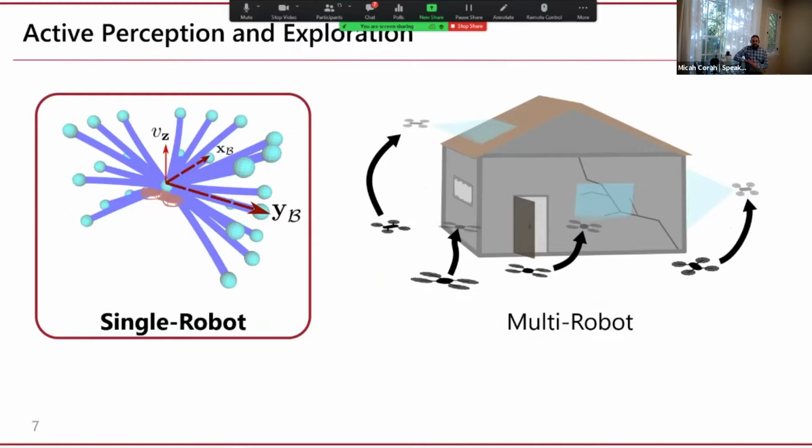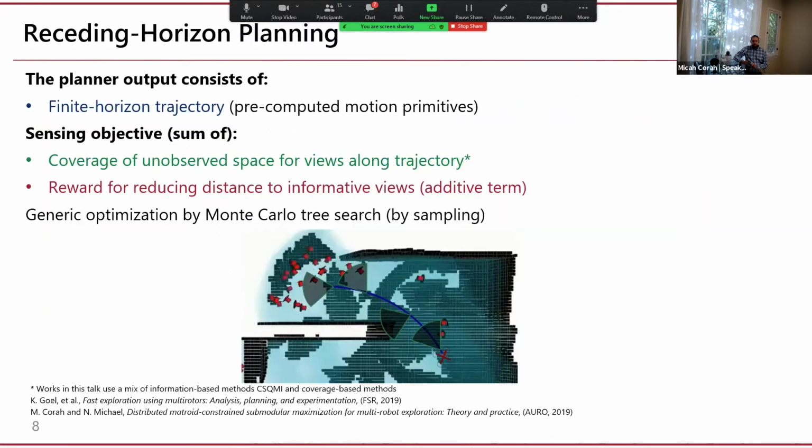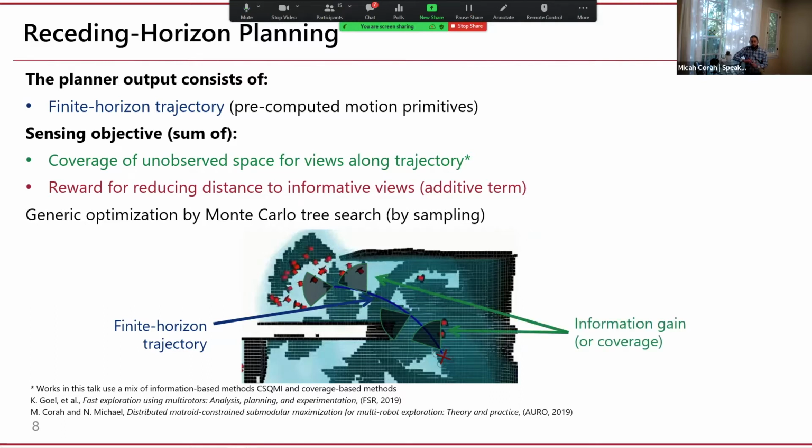So let's start by discussing single robot active perception problems. The methods I will discuss today are based on receding horizon planners, which produce fixed finite horizon trajectories that consist of sequences of concatenated motion primitives. These planners all optimize trajectories to maximize some reward, such as the notion of information gain or coverage of unknown space for observations or views along the planning horizon, as I have illustrated here.